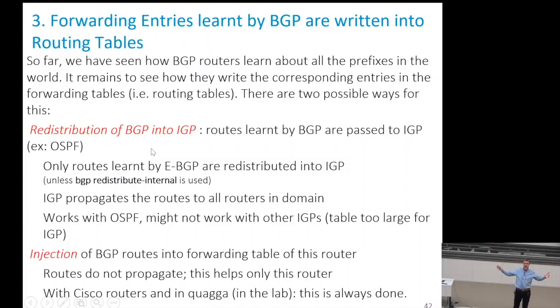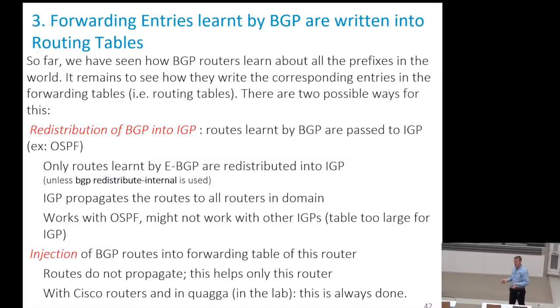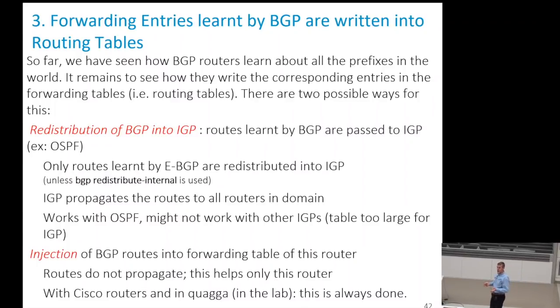BGP is at a high layer. It's about autonomous systems talking to each other. And what happens inside an autonomous system is the business of the IGP, OSPF, for example. So the normal thing to do, which is done, but we will see with some caveats, is that the routes that are learned by BGP are passed to the IGP. This is called redistribution. And normally we should stop there.